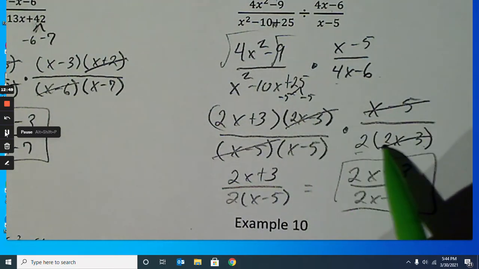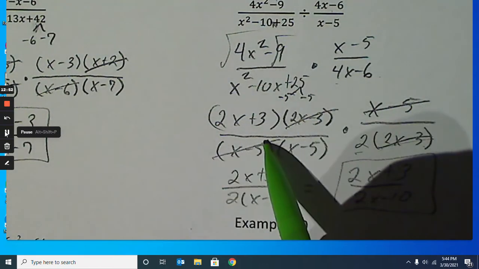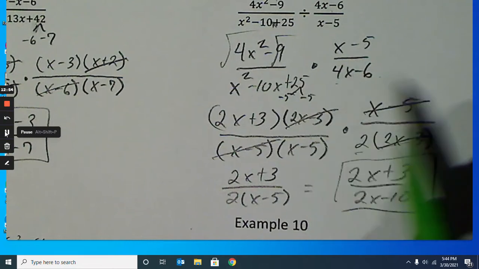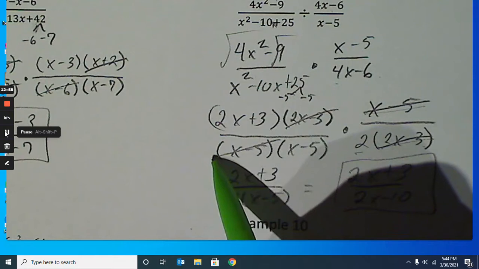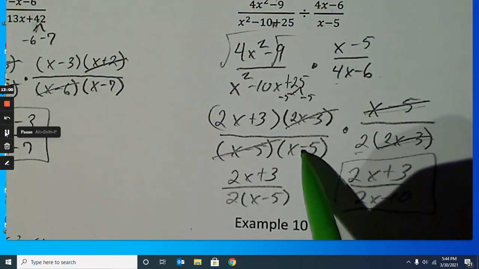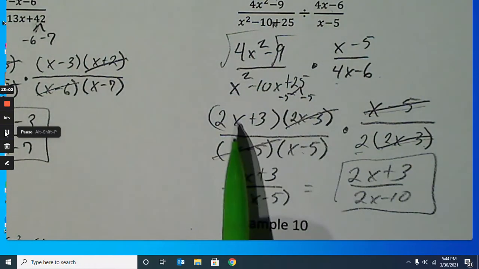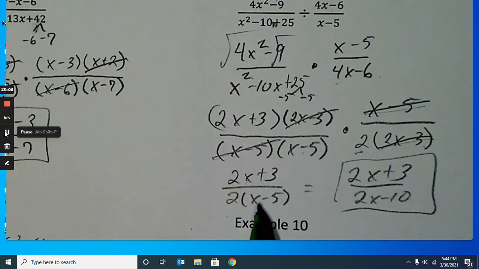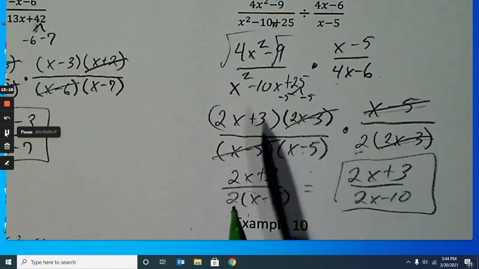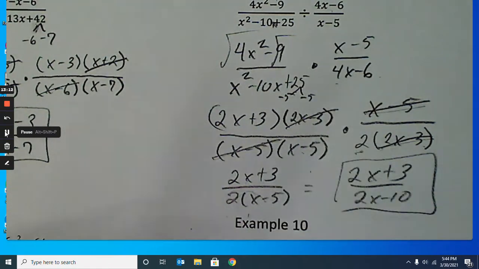I can reduce out. And just so that you understand, if I only have 1 in my numerator, I can only reduce 1 in my denominator. So this one's still safe. I have left over 2x plus 3 here. This 2 still is here. And then x minus 5. So then I multiply back the 2 to get 2x minus 10. Okay.